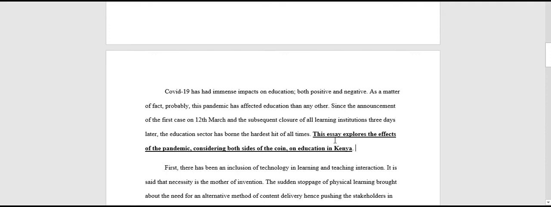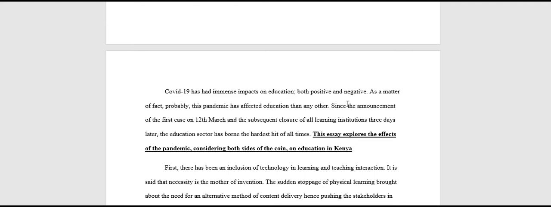We have also said that the introduction should give the reader a general overview of what the essay is going to be all about. And that is why you have this part that says, since the announcement of the first case on 12th March and the subsequent closure of all learning institutions 3 days later, the education sector has borne the hardest hit of all times. So that gives the reader a general view of what the essay is going to be talking about.